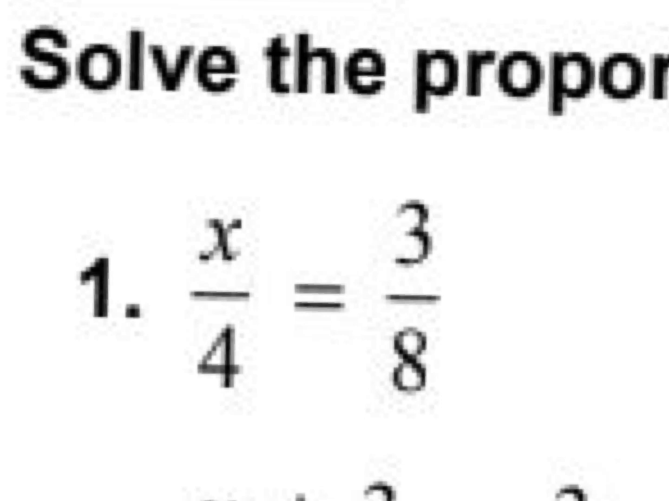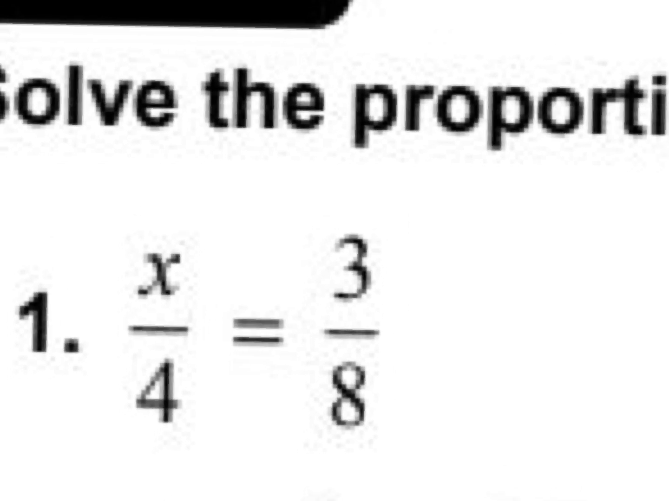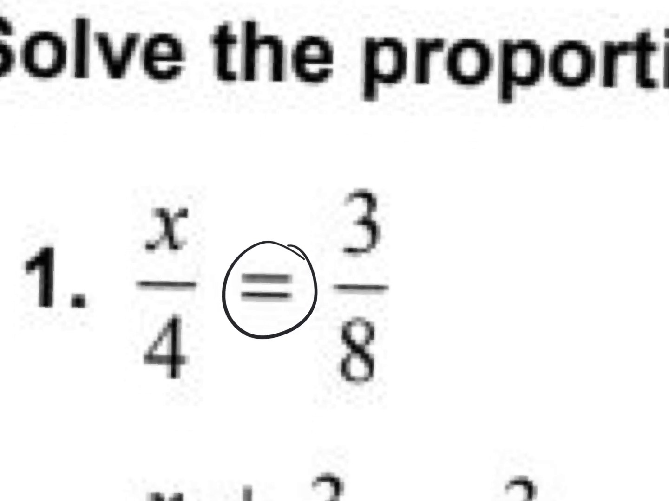Cross multiplying, okay? You only cross multiply when what is between the two fractions? What is this right here? That is what? An equal sign. It's not a multiplication symbol, and it is not an addition symbol, okay? We are setting these equal to each other, so what we can do is cross multiply them.